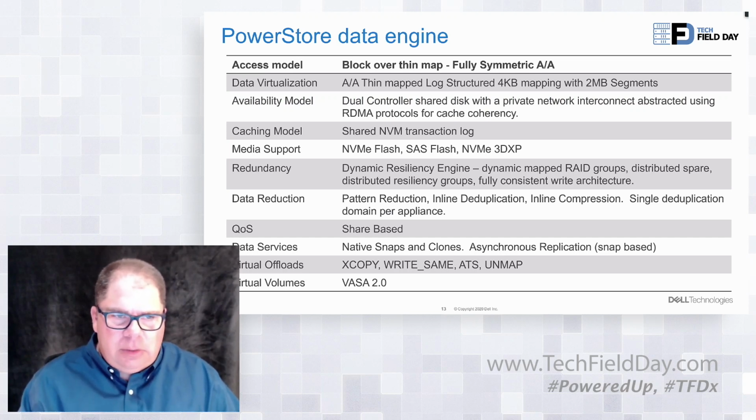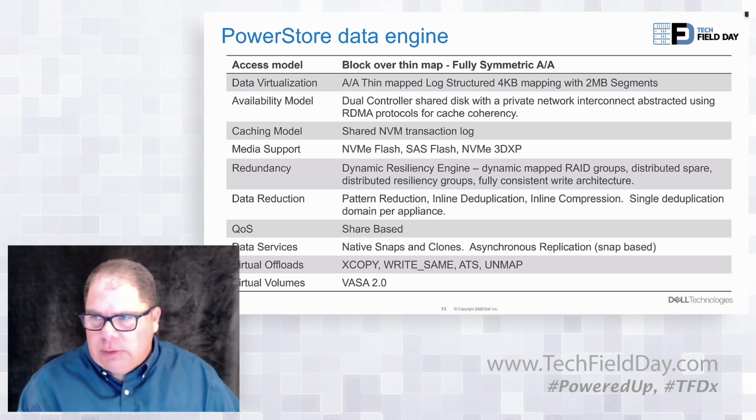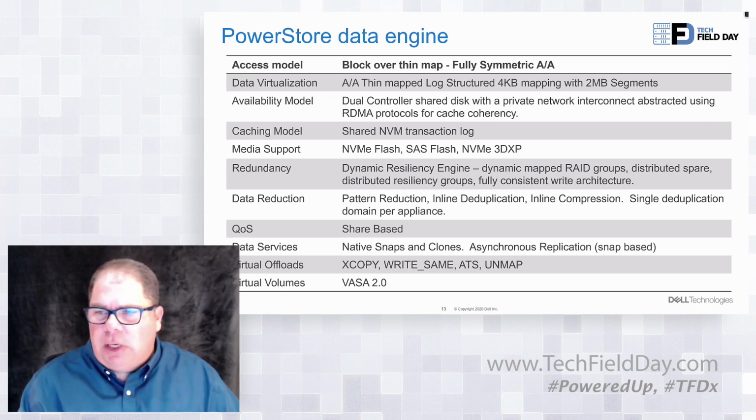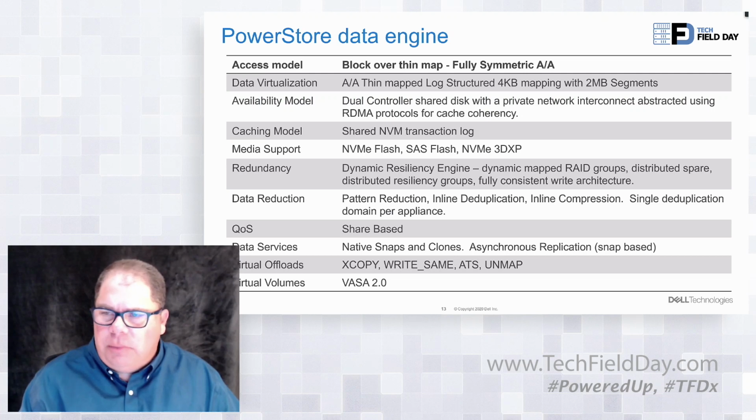Obviously, it's built for Flash, supports both NVMe Flash, SAS Flash, and 3D XPoint. The redundancy engine and the data reduction I'm going to talk about next. So I want to clear up some of the confusion we have around our parity protection, and then I'll talk about data redundancy. We do have share-based QoS. You can set that on a per volume basis, or you can use SPBM with VMware.